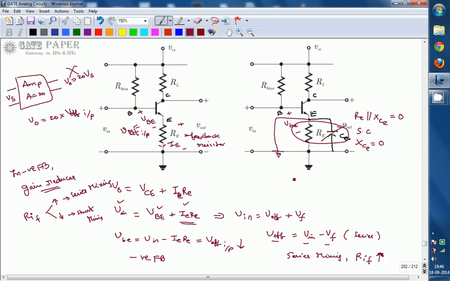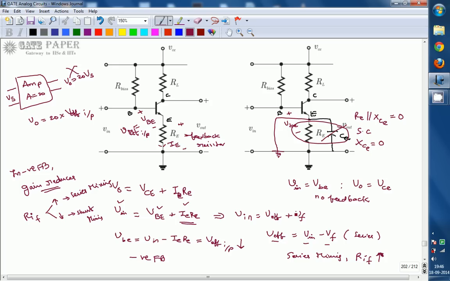So now if you write the input side KVL, directly V input is equal to VBE, and V naught is equal to VCE. There is no common voltage because the effect of RE is suppressed with the help of CE. Since CE is present, the effect of RE is neglected. So no feedback. If you place the capacitor, there will be no feedback in this BJT amplifier.